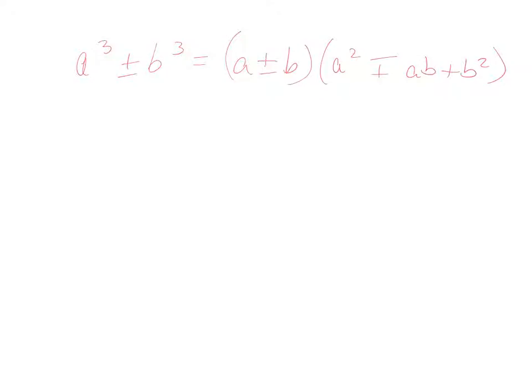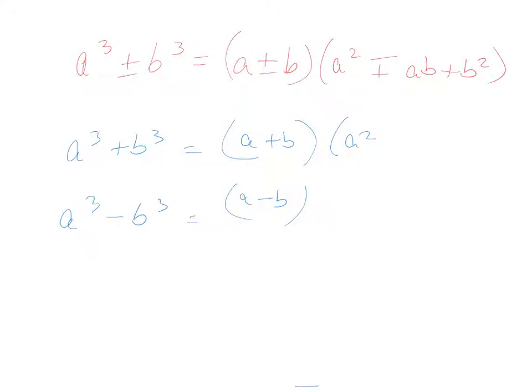It's really annoying to memorize two formulas. That's why it's written as one formula. But if you wanted to, you can write this twice as plus and as minus. Now, the simple thing to know is when it's plus, this remains plus. When it's minus, this remains minus. So far, so good?